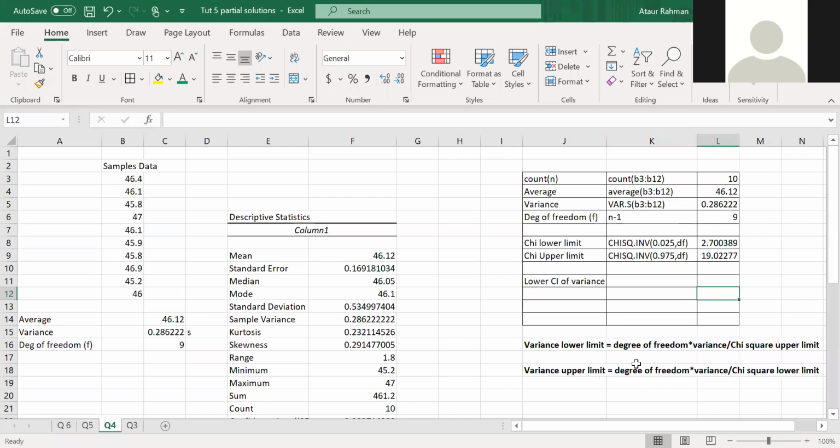So I have given the equation at the bottom, which is the degree of freedom. Degree of freedom is 9. And then the variance is, this is the value of the variance, divided by the chi-square upper limit, which is this one here.